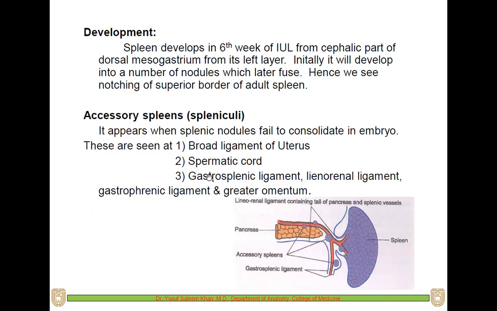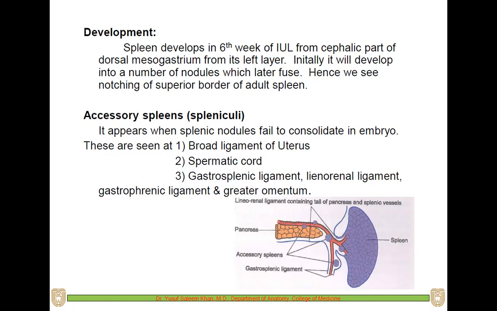Sometimes they are also seen in the gastrosplenic ligament, sometimes in the lienorenal ligament. The lienorenal ligament is the same ligament where the tail of the pancreas is present. And sometimes the part of one lobule might get separated. If you see here, these are the spleniculi, accessory spleens, which are seen in the lienorenal ligament. Sometimes they are also seen in the gastrophrenic ligament, or sometimes in the greater omentum. So these are all the sites where you can see the accessory spleens.